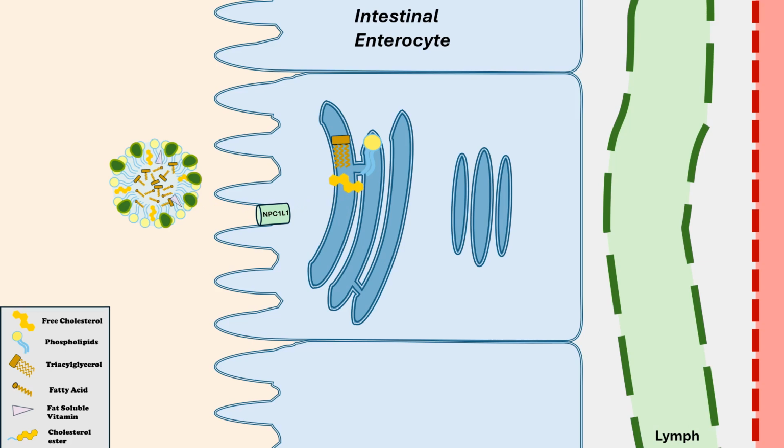enters via the Niemann-Pick C1-like transporter. This is important since ezetimibe, a drug that inhibits this transporter, reduces cholesterol absorption. Fat-soluble vitamins can enter as well.